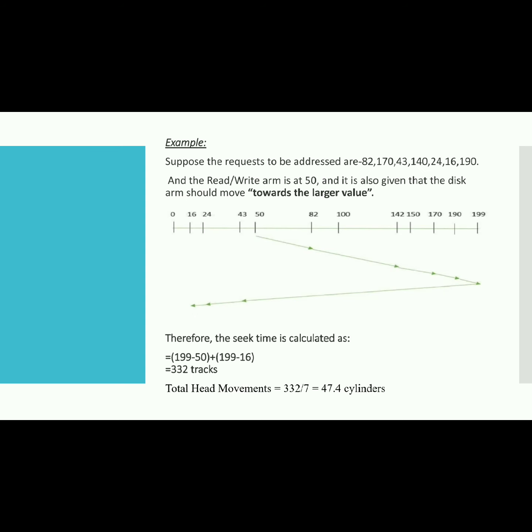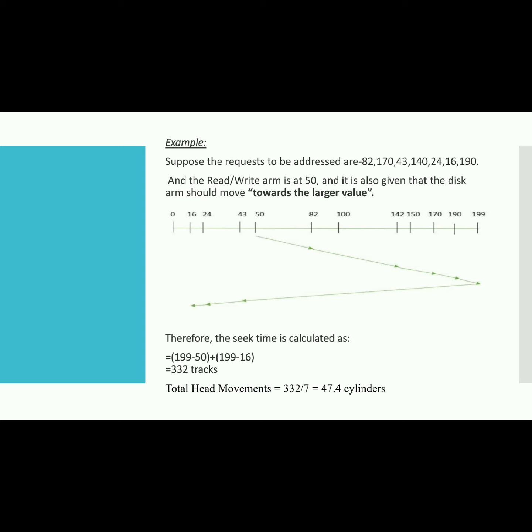Example, same question, and we have the head as 50, and it is also given that the disk arm should move towards the larger value. Starting from the head 50, it goes to 82. First, it covers all the larger values and then goes to the smaller values. So the total seek time is, first we'll take the larger value.